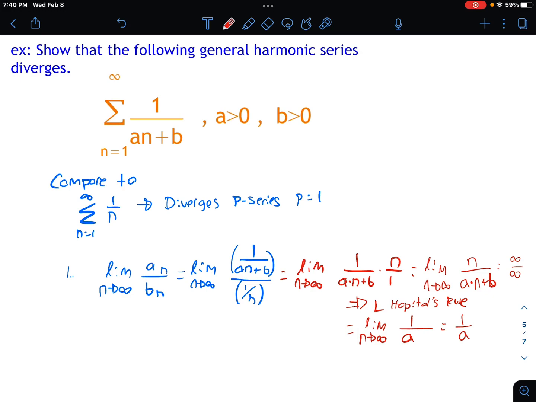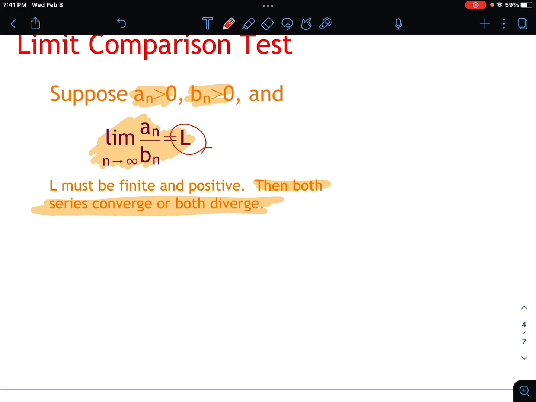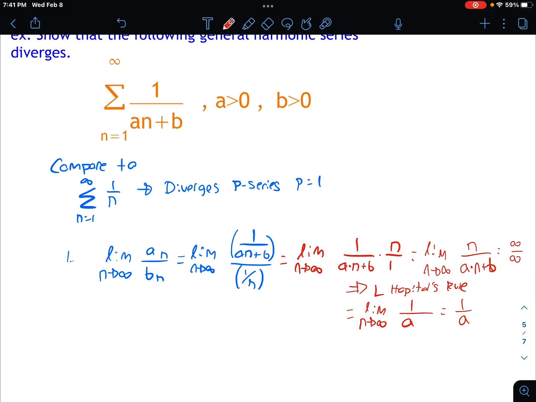And what does this mean? Well, if you get a value, once again for that limit, if you get a value that's positive and finite, then what's able to happen is we're going to get that both of these must diverge by the limit comparison test. How do we know that this is positive and finite? A is greater than 0. That's how we know. It's going to be greater than 0. It's going to be positive.